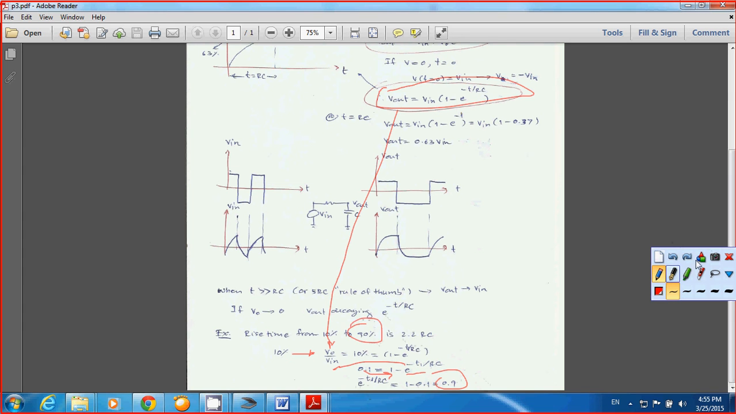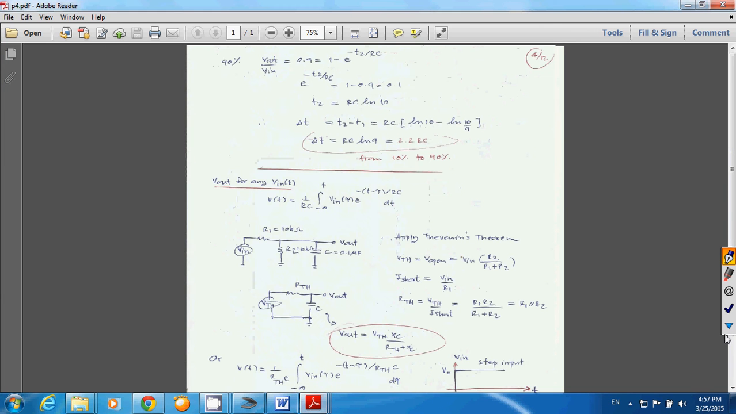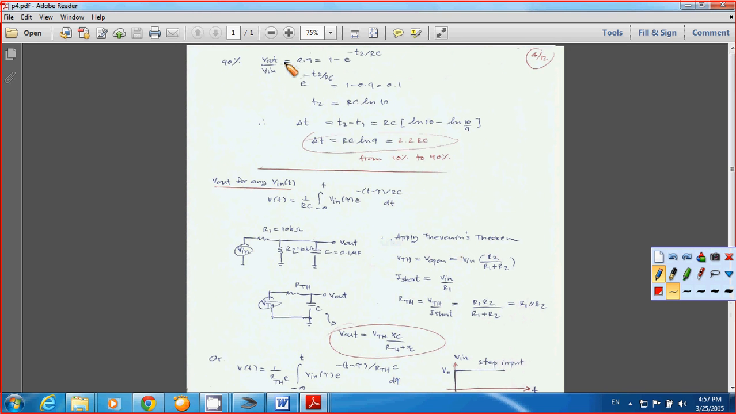Now take a look at the 90% of the output voltage. Same, Vout over Vin equal to 0.9, so I put this as 1 minus exponential negative t2 over RC. You do the same thing. You have t2 equal to RC ln 10, and delta t, simply t2 minus t1, becomes RC ln 10 minus RC multiplied by ln 10 over 9. And this ends up being ln of 10 over 10 over 9, right? So you end up with delta t equal to RC multiplied by ln 9.